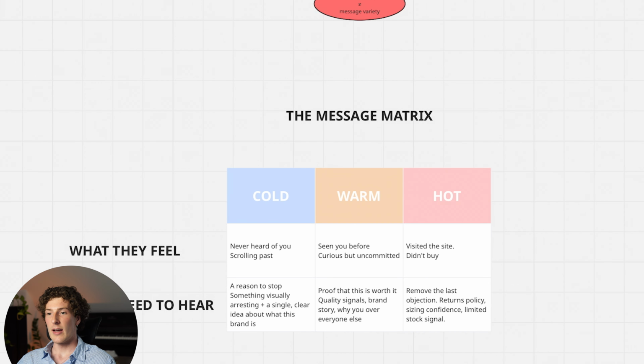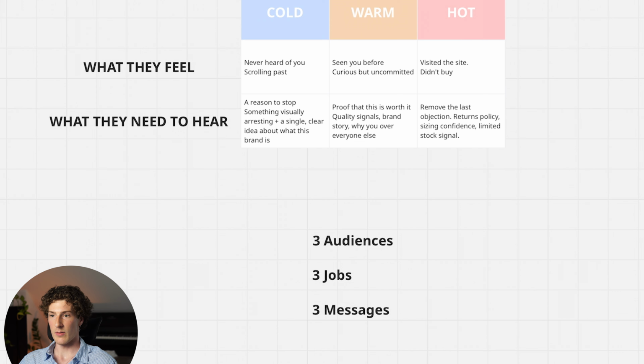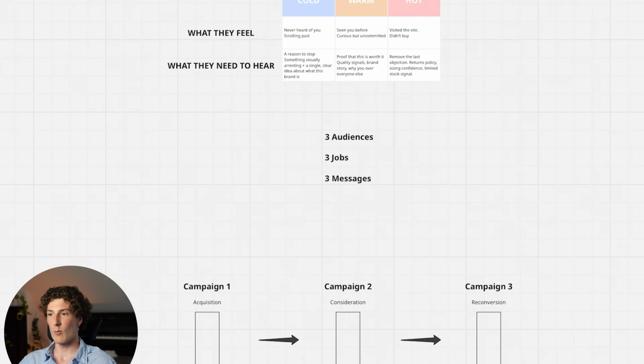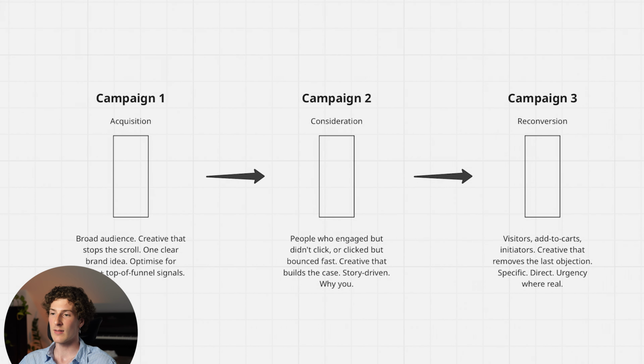What does this look like in the ad account? Now let's make this concrete. In the actual campaign structure, this means you're not running one campaign with one ad set. You're running 3 distinct conversations happening simultaneously, each one built for a different type of buyer. We have acquisition, broad audience, creative that stops the scroll, one clear brand idea, optimized for reach, and top of the funnel. Then we have consideration, people who engaged but didn't click, or click but bounced fast.